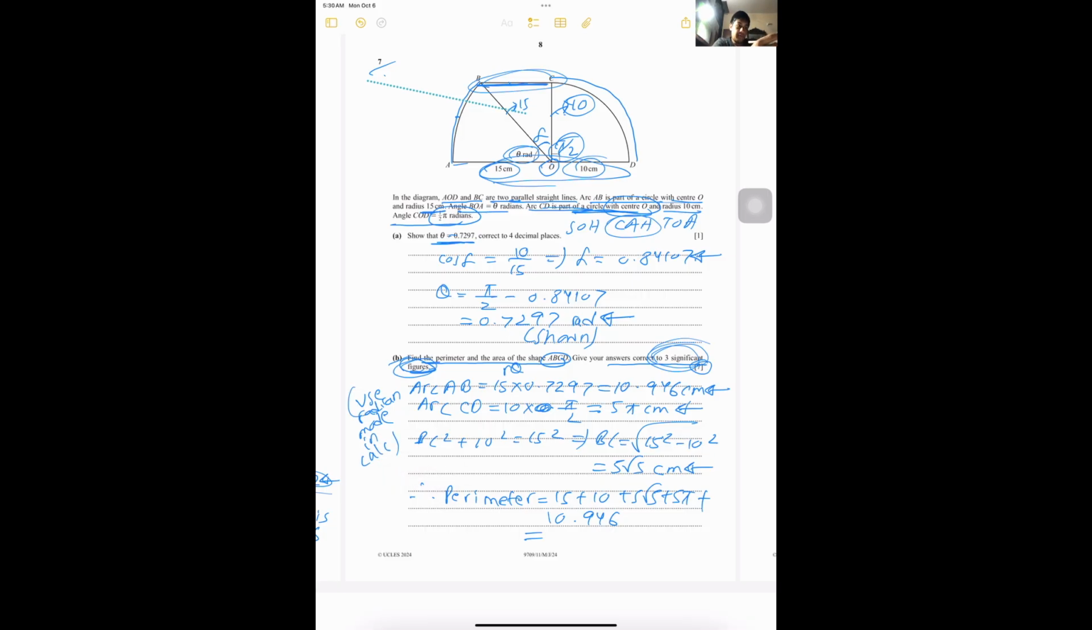So 5 pi plus 5 pi plus 10.946. Together I'm getting 62.8 centimeters. I've kept it to 3 SF.